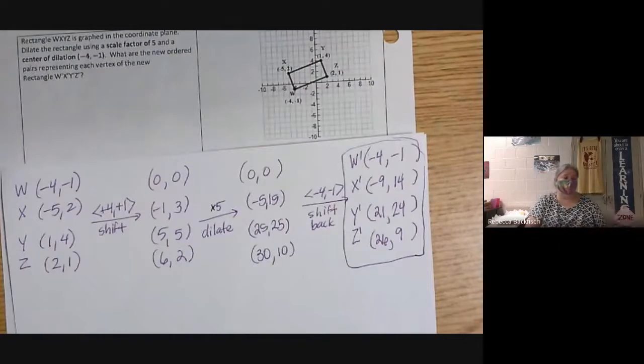Notice that on this one, the center of dilation was one of the points, one of the vertices of the rectangle. So that point doesn't move because if it's 0 distance from the center, then you multiply the 0 distance times 5 or 10 or anything else. It's still going to be just as far from the center, which is 0.